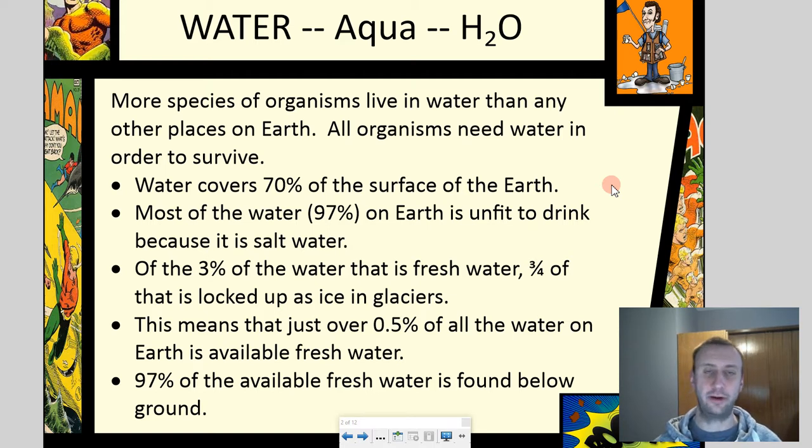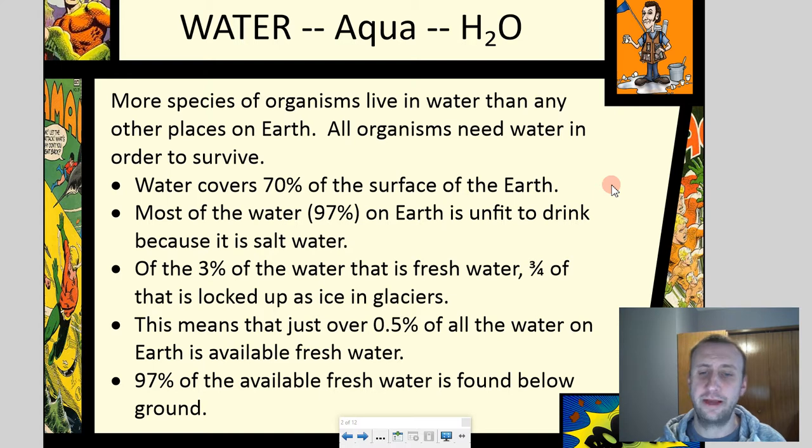So, a few facts about water and how it supports life. First of all, water covers 70% of the surface of the Earth. So most of the Earth's surface is actually just water. Most of the water, 97% on Earth, is unfit to drink because it is salt water, so we cannot actually consume it. As you learned about osmosis earlier in the year, if we drink salt water, it actually pulls water out of our cells because it is hypertonic compared to our hypotonic cells. In other words, the water moves from where there's more water inside our cells to where there's less water in the salt water we drank.